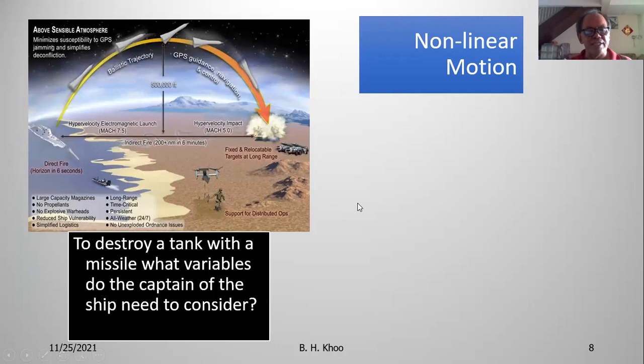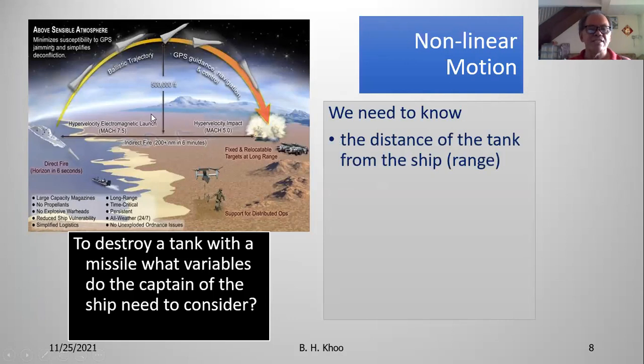So to destroy a tank with a missile, what variables does the captain of the ship consider? The ship is here, you want to fire. What is there to consider? We will look into some of this. For this lesson, we need to know the distance, how far the ship is, or we call it the range. How far is the tank from the ship? You need to know how fast the tank is moving.